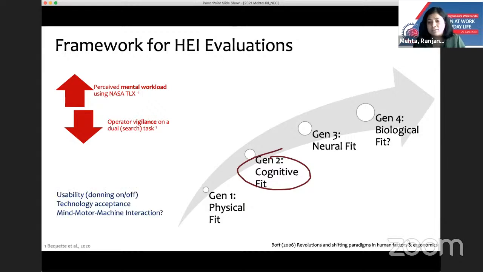Much of the focus on this has been on usability. So how long does it take to don an exoskeleton, doff an exoskeleton, how difficult is it to do that? What is the technology acceptance? Would users wear it on an everyday basis if it changes their reach and range of motion? However, what has not been really looked at and delineated is the mind-motor-machine interaction, which is what Klaus mentioned in one of the Cognitive Neuroergonomics grand challenges. How do you delineate the effect of a technology on this mind-motor interplay?